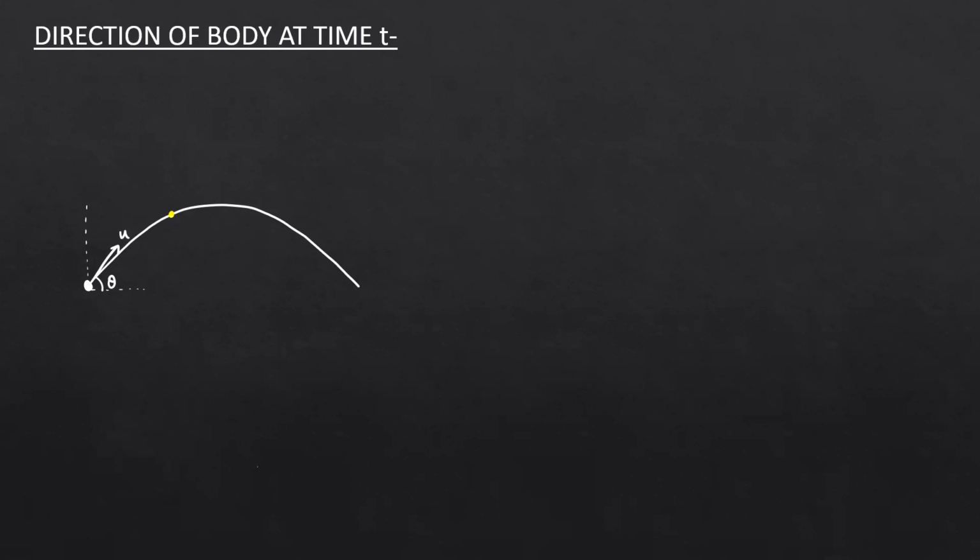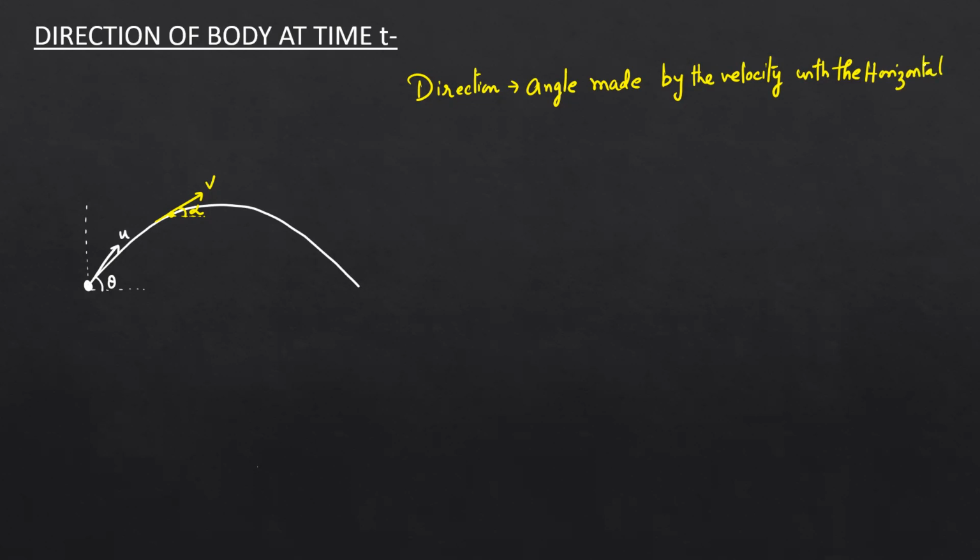That is, at time t, I have assumed the body to be over here. So how do you find the direction of velocity? By drawing a tangent to the path. Let us say this v makes some angle alpha with the base. I need to find alpha. What I have to find is the direction. Direction means the angle made by the velocity with the horizontal, or you can also take vertical. Here I'm considering horizontal.